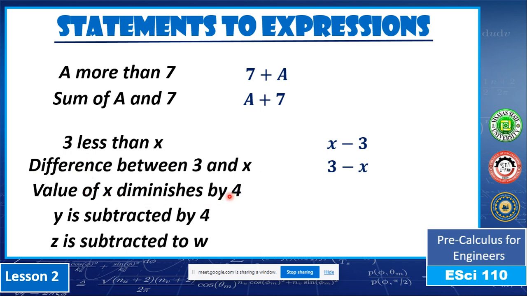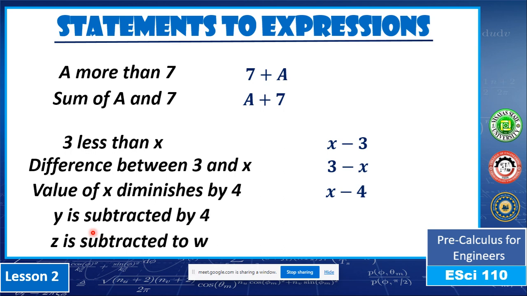So for this one, you have another vocabulary word, "diminished." When we say diminish, it means you reduced, you subtracted. So that's why it involves subtraction. Just simply write the value of x, then x diminished, minus 4. So, in simplest form, it is x minus 4.